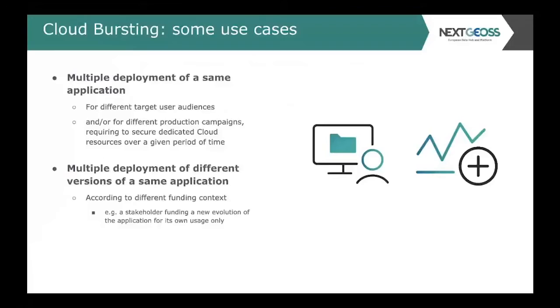Or you need to perform different production campaigns that require to secure dedicated cloud resources over a given period of time. Another kind of use case is that you need to perform multiple deployments of different versions of the same application, simply because you will control the audiences of these different versions, for example, according to different funding contexts. So a stakeholder is funding a new evolution of the application, and you want to deploy it for the intended audience of this stakeholder.